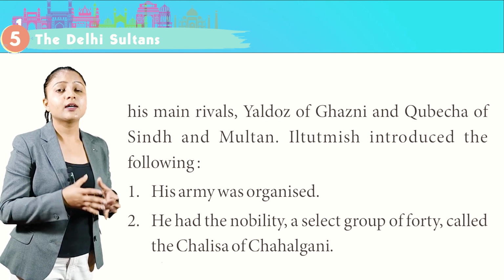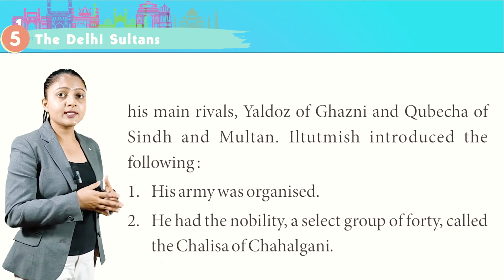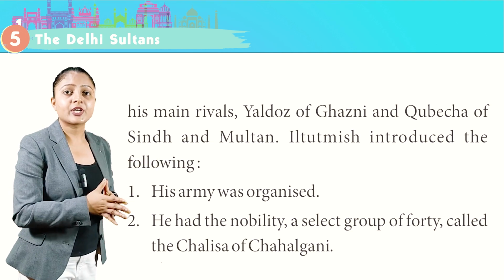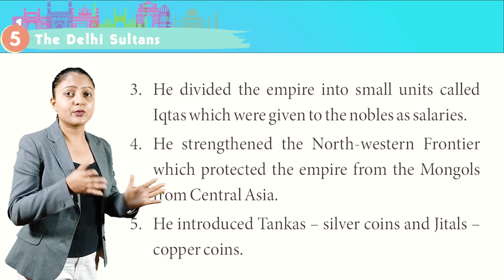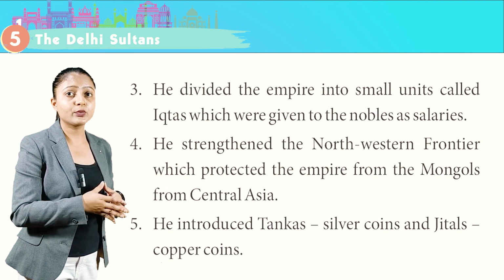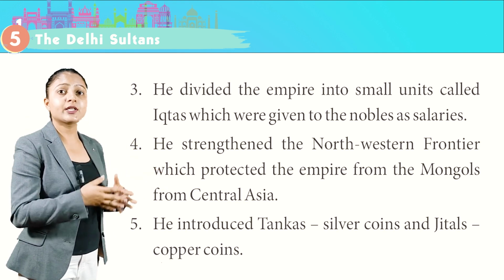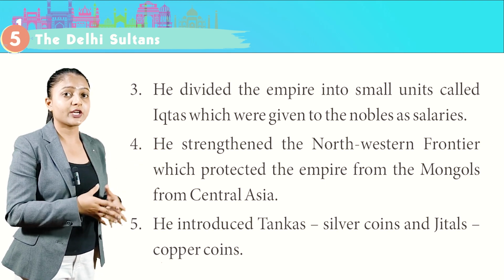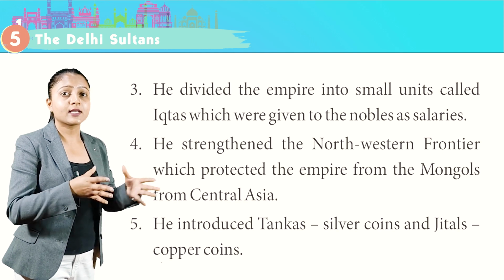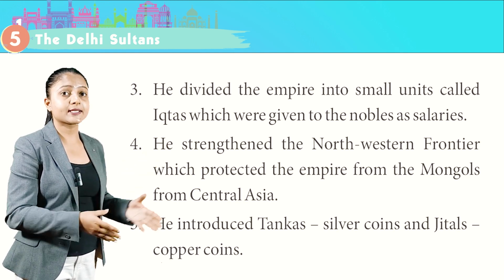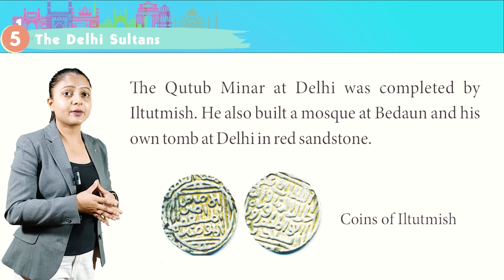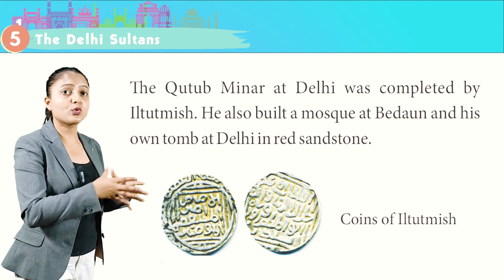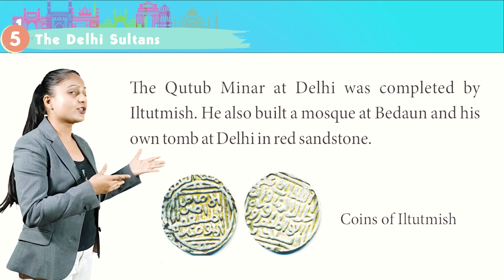Iltutmish introduced the following. His army was organized. He had a nobility, a select group of 40 called Chalisa or Chahalgani. He divided the empire into small units called iqtas, which were given to the nobles as salaries. He strengthened the northwestern frontier, which protected the empire from the Mongols of Central Asia. He introduced tankas, silver coins, and jitals, copper coins. The Qutub Minar at Delhi was completed by Iltutmish. He also built a mosque at Badaun and his own tomb at Delhi in red sandstone.